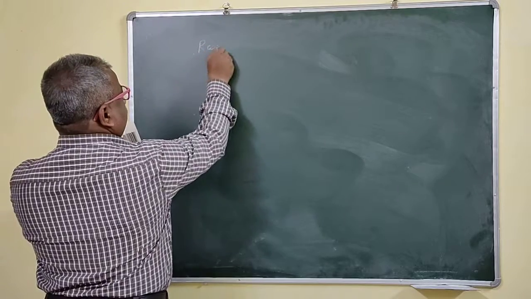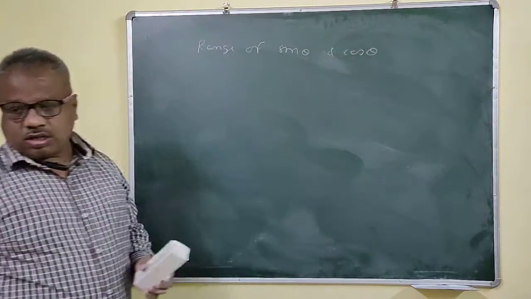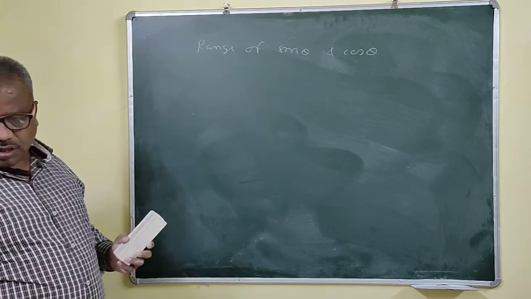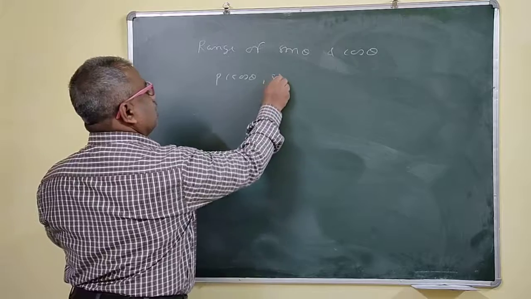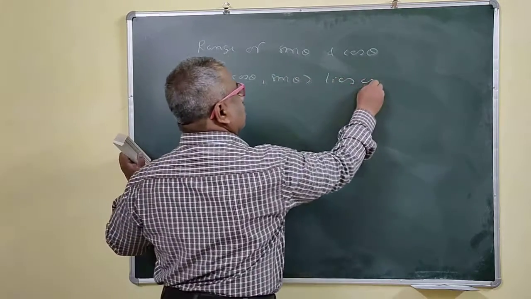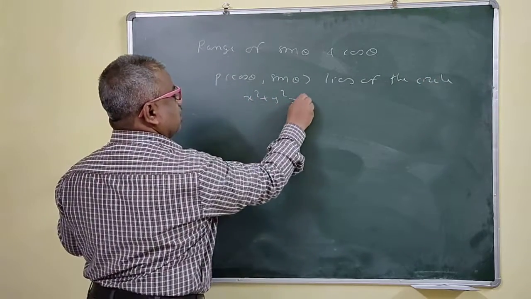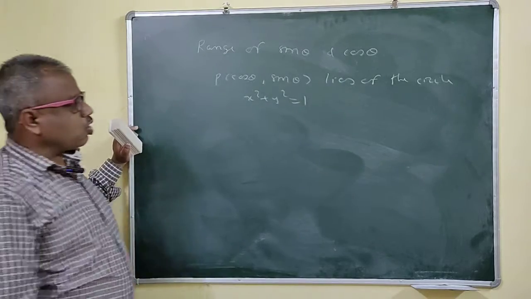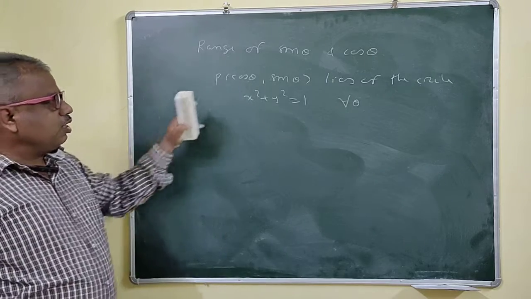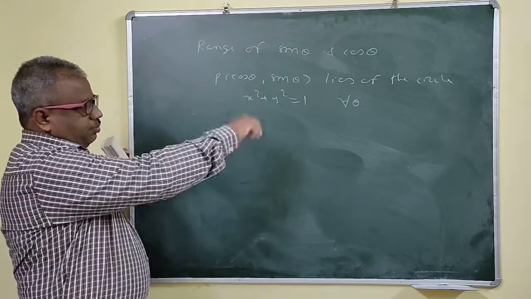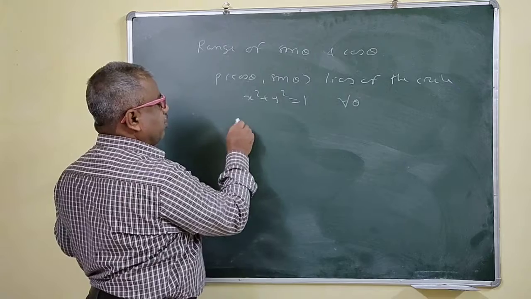Now the range of sin theta and cos theta. Range means the maximum value and minimum value of sin theta and cos theta. So P, cos theta, sin theta lies on the circle x square plus y square is equal to 1, for any value of theta. So P lies on the circle.